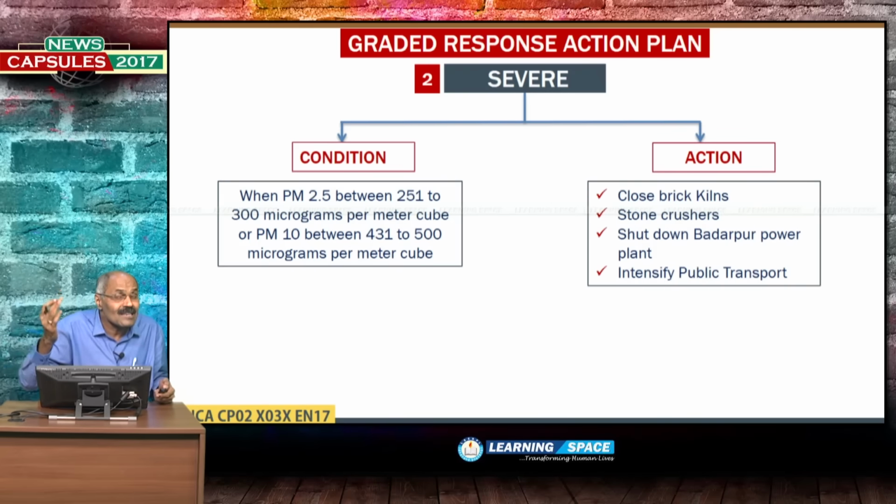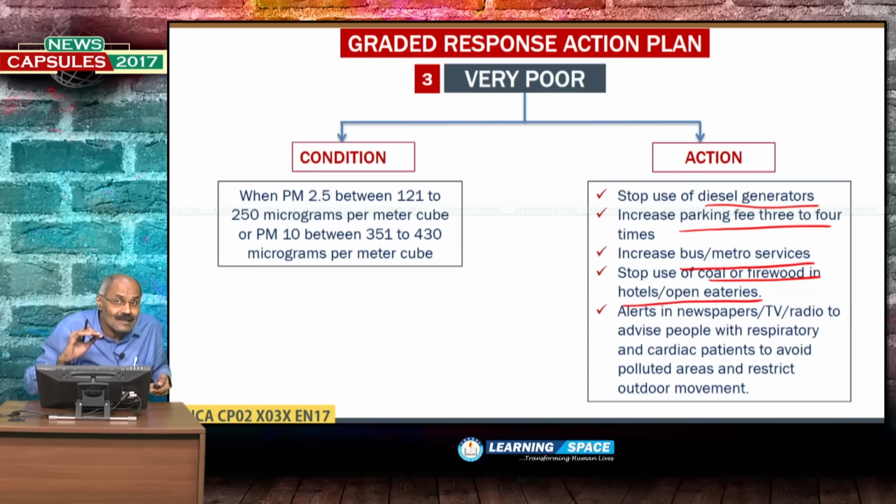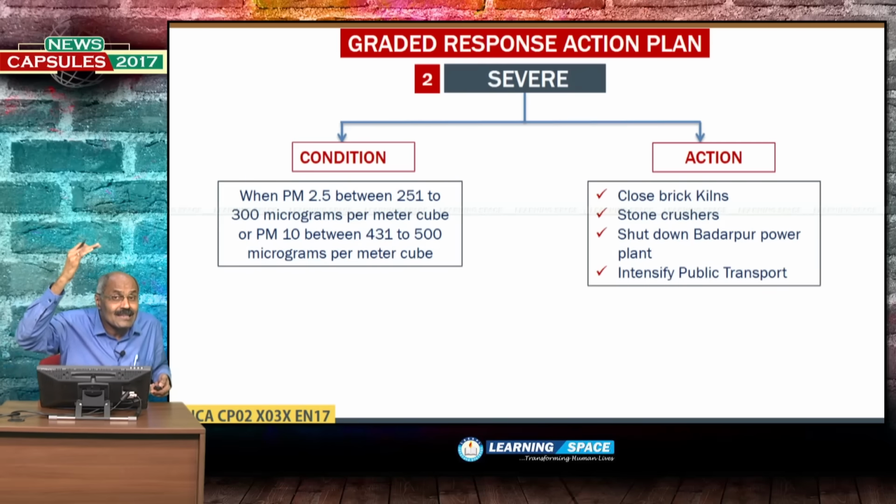The next severe condition is severe, right? I am coming from the bottom, from better air quality to the worst air quality. Please observe carefully. I started from moderate to poor. Then the next step is very poor. Then the next severity is severe.